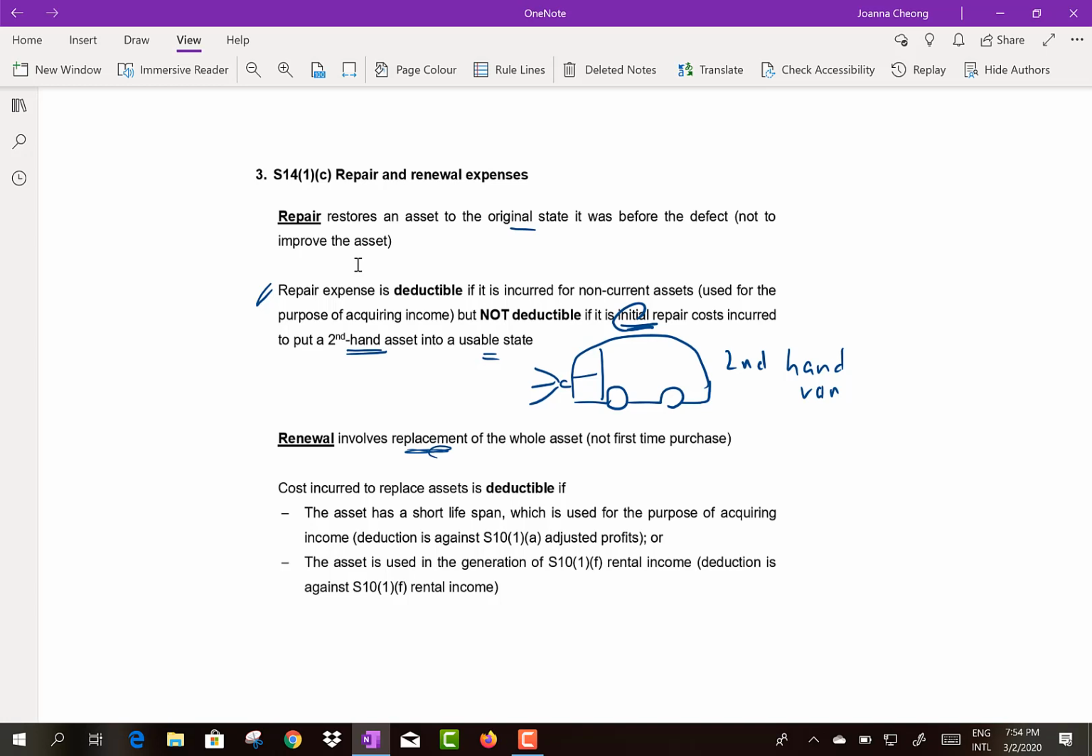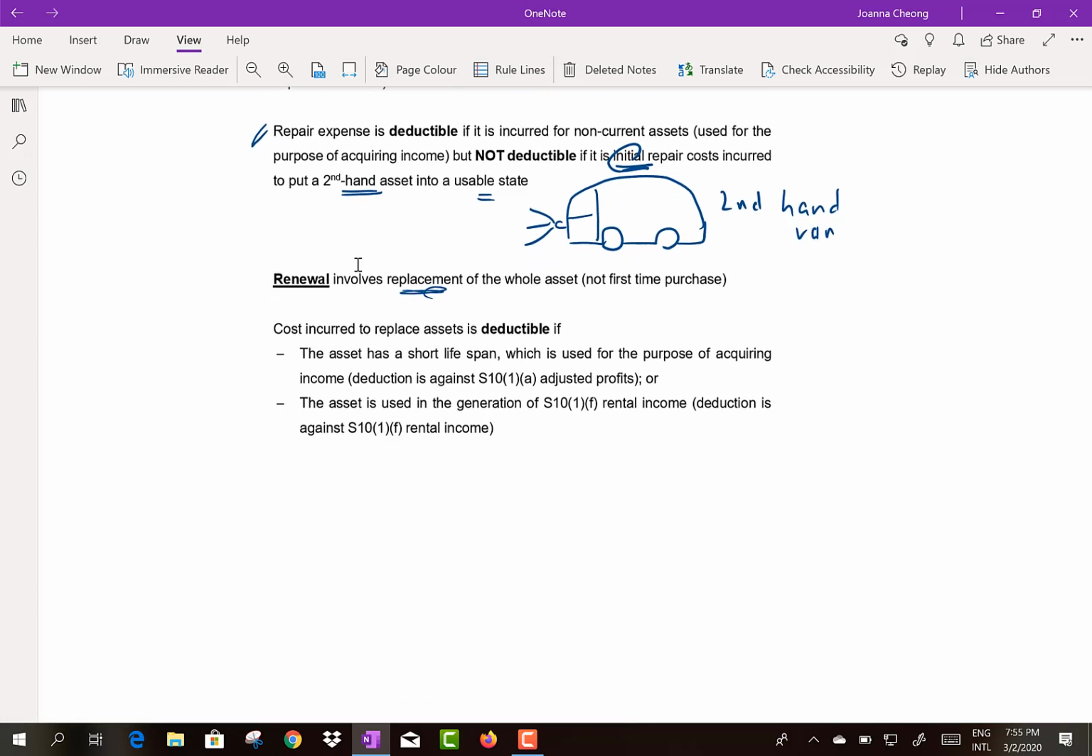Okay? For tables and chairs, it's a different thing. Because tables and chairs, I don't think it's short lifespan, right? Okay, it's of quite durable lifespan. So I'm not referring to tables and chairs. I'm referring to assets with short lifespan. So if you're looking at a manufacturing company, I will think that those tools that you use, like pliers, screwdrivers, nuts, bolts, all these I think are considered as assets with short lifespan. If you replace them, it will be deductible. Okay? Alright, so this is the first category.